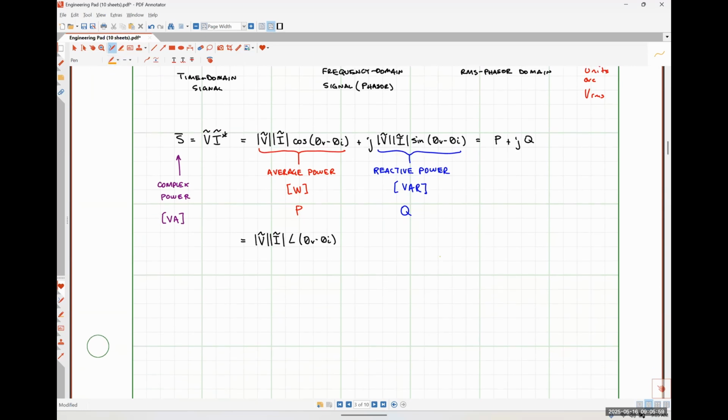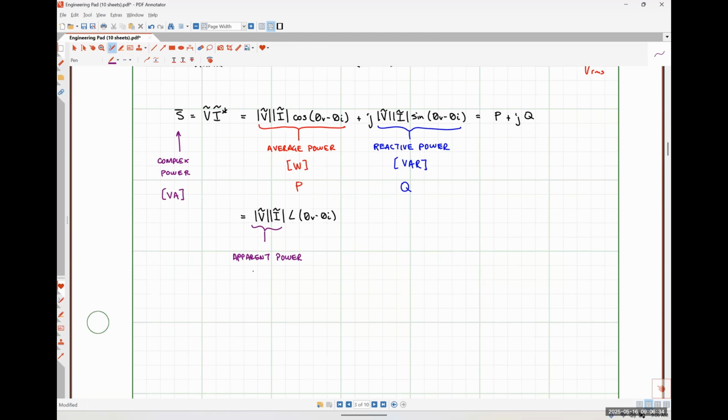So actually, let me do this in purple as well. So this term right here, just the product of the effective voltage and the effective current, is commonly referred to as our apparent power. So apparent power is literally nothing more than the magnitude of our complex power, right? It's just our complex power where we don't care about phasing. Okay? So because it's the magnitude of the complex power, its units are going to be the volt ampere as well. Okay?